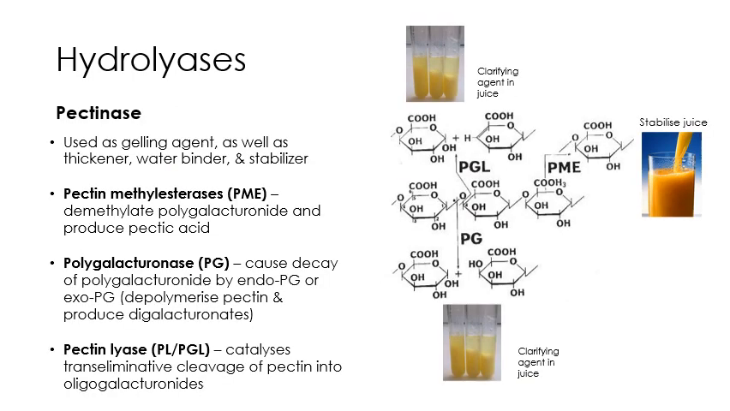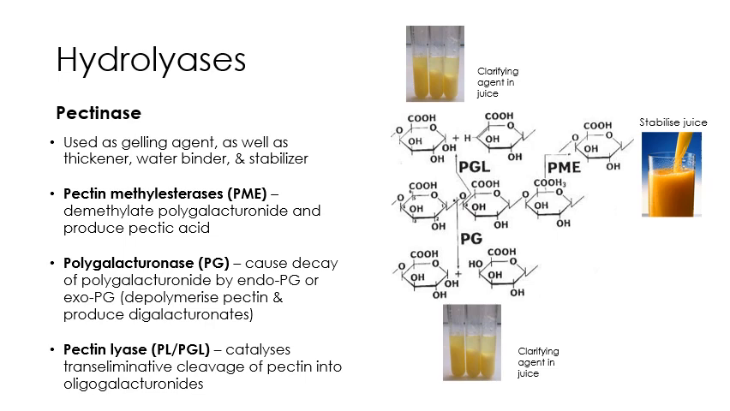Another example of a hydrolysis enzyme is pectinase. These are enzymes used as gelling agents, as well as for thickening, water binding, and stabilizing in food. An example given here is pectin methylesterase. These enzymes demethylate polygalacturonide and lead to the formation of pectic acid. Pectic acid helps in stabilizing juice. It prevents coagulation of proteins in juice, so they remain homogeneous.